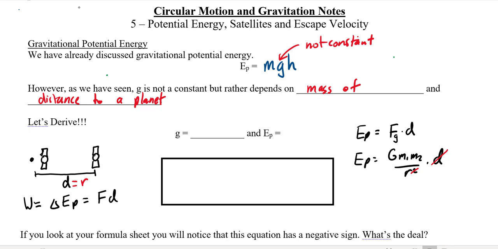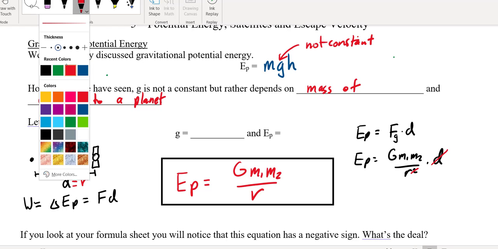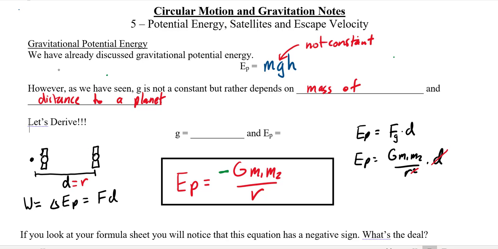And so what we get is an equation for potential energy that is G times m1 times m2, all divided by r. Except, and this is a big except, there's a negative sign in front of this whole thing. So potential energy is actually negative G m1 m2 over r.